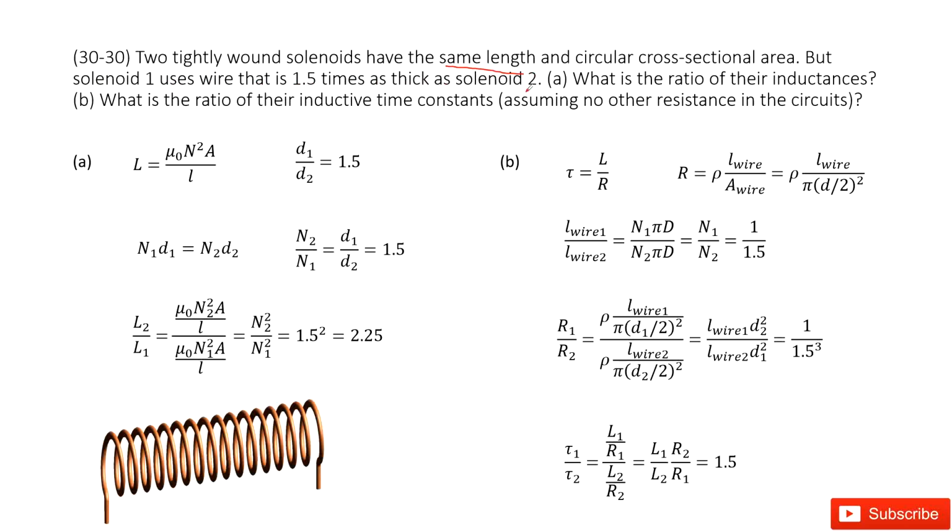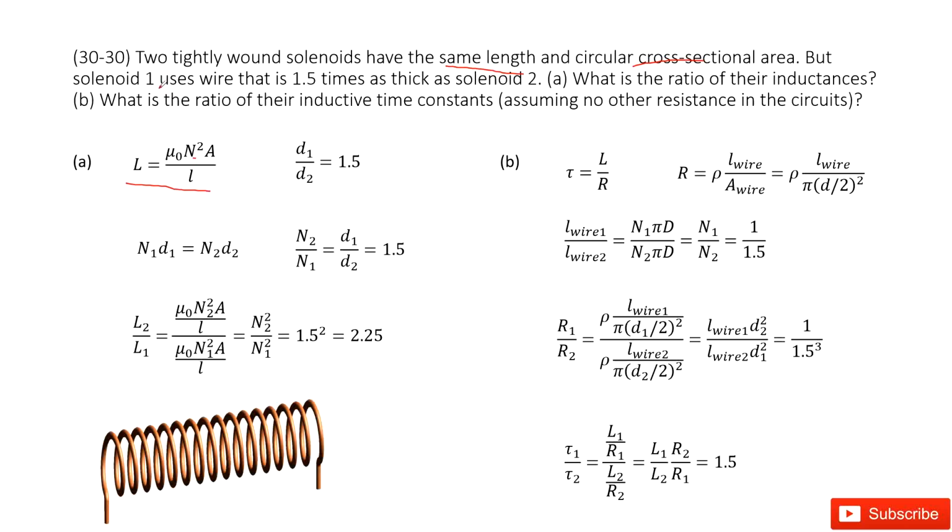So the first part asks you the ratio of their inductances. For a solenoid, we can write the inductance in this equation. In this equation, you can see mu naught is a constant, A is the cross-sectional area, which tells you these two are equal, and L is the length of these two solenoids, which are equal, right? So it looks like the only variable is N. How many turns do these solenoids have?